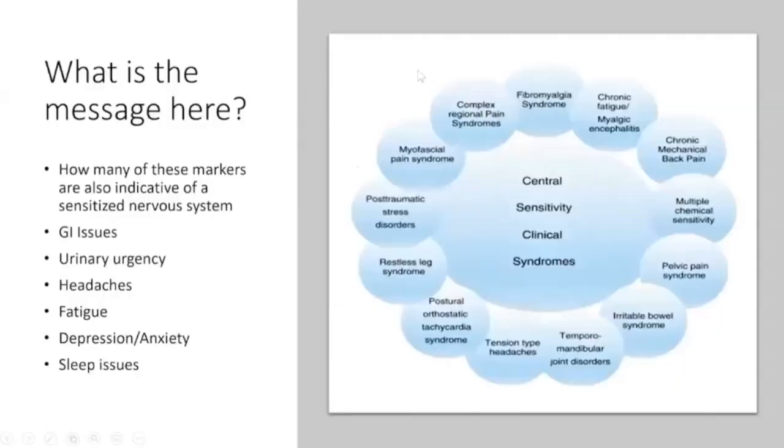But here's the take-home message. What does all of this look like? That whole laundry list that you saw on both sides looks like central sensitization and central sensitivity, right? I mean, we've got the GI issues, urgency issues, headaches, fatigue, depression, anxiety, and sleep issues. On top of this, we've got fibromyalgia, chronic fatigue, complex regional pain, myofascial syndromes, chronic mechanical back pain. This is a big one with estrogen: multiple chemical sensitivities, pelvic pain syndromes. So all of these things that happen with the hormone imbalance in the background can be a driver leading us towards more central sensitivity and central sensitization.